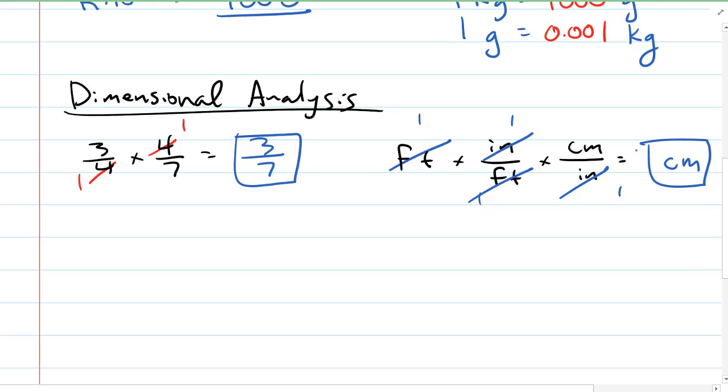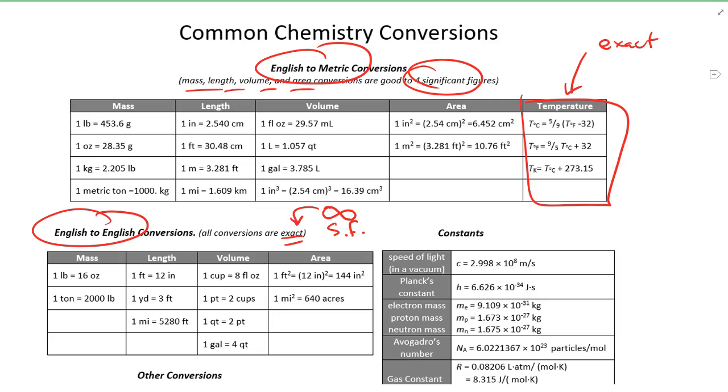So then, let's go ahead and convert 42 inches to units of centimeters. We want to convert 42 inches to units of centimeters. What we do then is we come back to our conversions. This is going to be an English to metric conversion. It is a conversion of length, and there's 1 inch for every 2.540 centimeters.